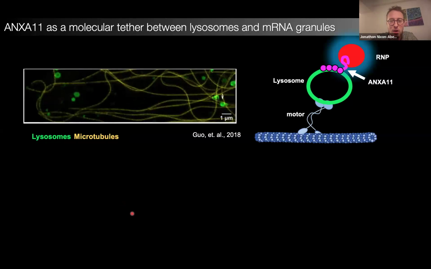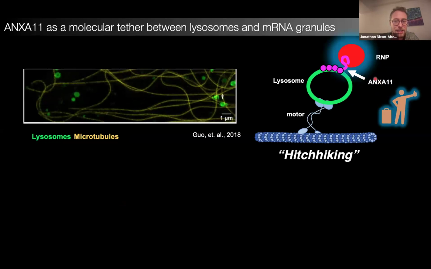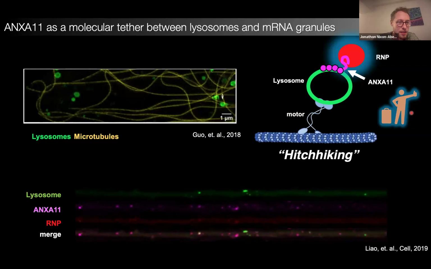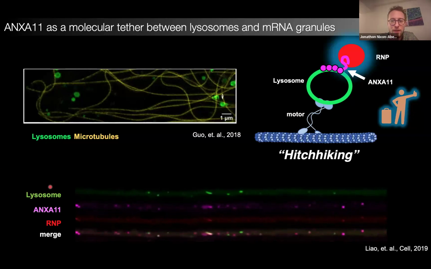And so to cut a very long story short of many years of work, what Yacheng and Michael were able to demonstrate is that RNP granules could attach themselves to lysosomes in order to hitchhike a ride down axons. And they were able to identify ANXA11 as a key molecular tether linking the lysosome and the RNP granule together for these hitchhiking purposes. And you can see a really nice example of that here, where essentially you're looking at a single axon. And I hope what you can appreciate is these pronounced co-trafficking events, where we see lysosomes and ANXA11 and RNP granules co-trafficking together.